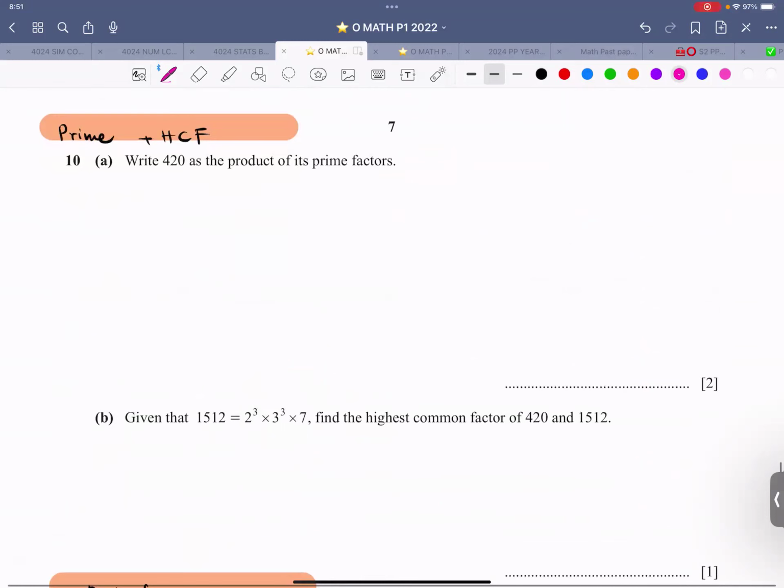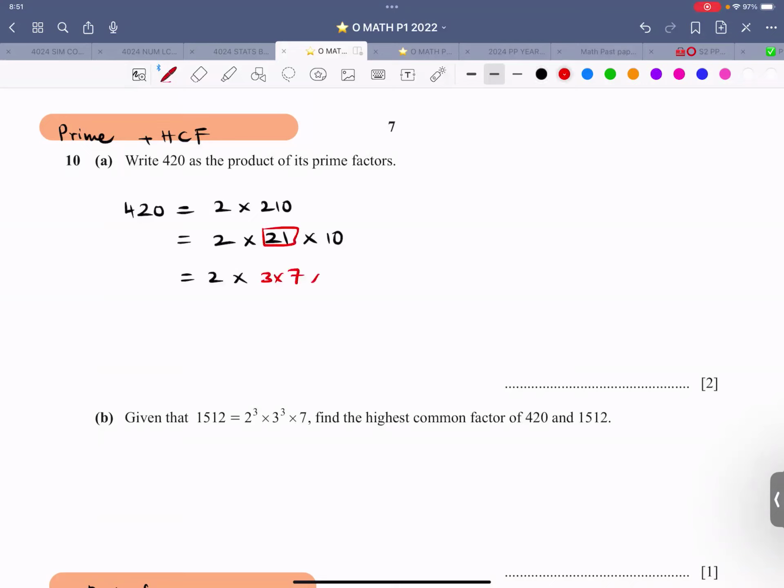Now this one, prime factorization and HCF. So write 420 as a product of its prime factors. 420 can be written as 2 times 210. That is 2 times 21 times 10. 21 can be written as 3 into 7. And then this 10 can be written as 2 into 5. So I have two 2s. So that is 2 square.